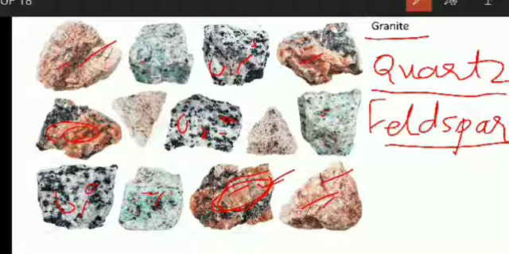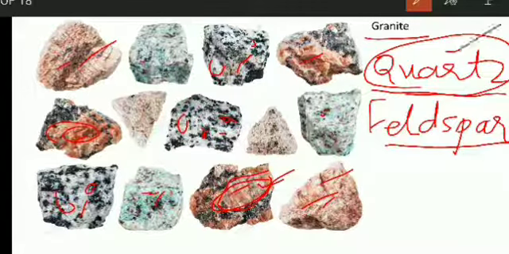Then we need to discuss the specific gravity of granite, that is 2.6. Then classification. How will you classify granite? We all know granite is a plutonic acid igneous rock. We have seen in the classification of igneous rocks what is meant by acidic and basic. If a large amount of quartz, 66% and more, is there, then we call that rock acidic. As granite contains quartz as an essential mineral, it comes under acidic igneous rock.